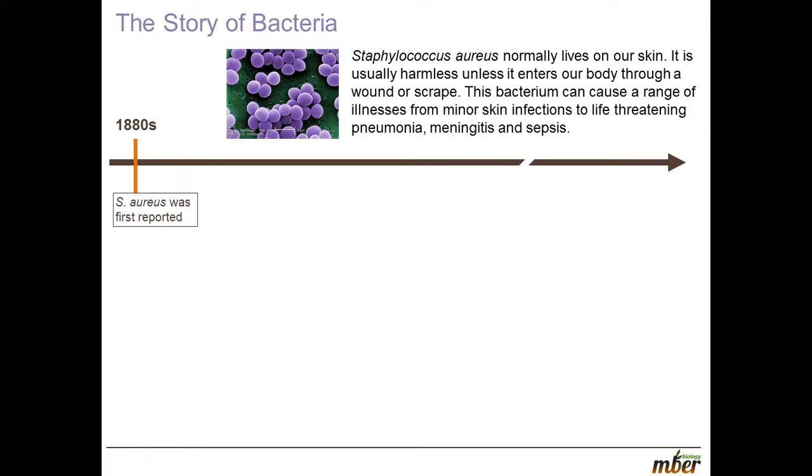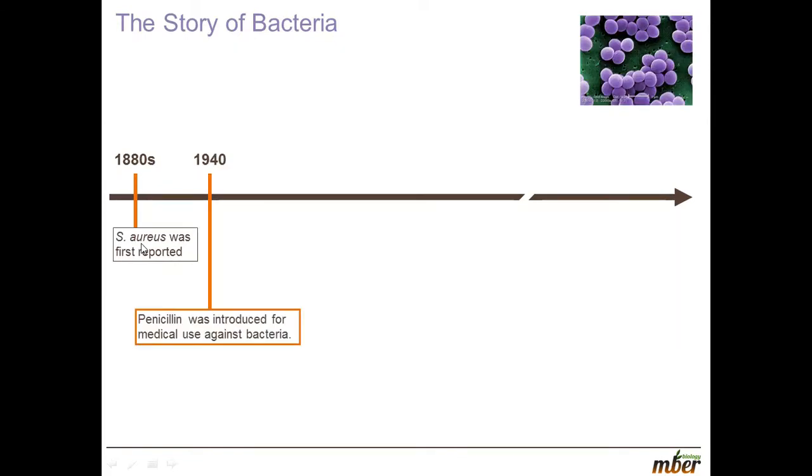Bacteria. And so we know this bacteria was first identified by people in the 1880s. It's mostly a harmless bacteria. But in 1940, there are other forms of bacteria that are not harmless. And penicillin was used to treat the harmful forms of bacteria. 2 years later, we discovered this bacteria that was resistant to penicillin.